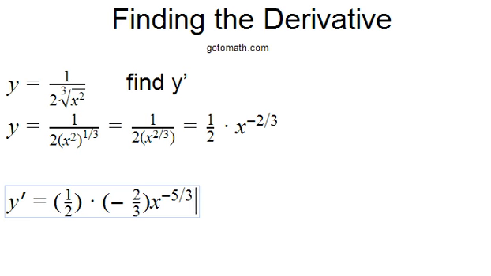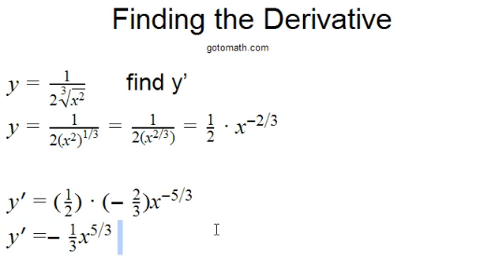Now, of course, we want to clean this up as much as we can, and I'm running out of time here, so I'm going to do what I can. y prime is equal to, we multiply this together, and we end up with a negative 1/3 times x to the negative 5/3, which should be up here in the numerator. Which I need to write.